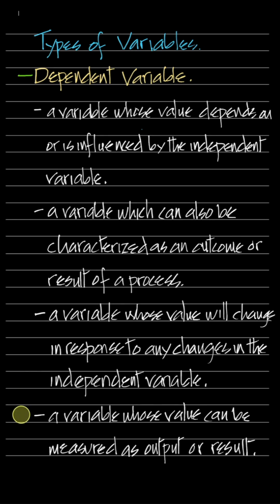Now, a dependent variable is also a variable whose value can be measured as output or result. In other words, whatever the independent variable does, however it interacts with other elements, the dependent variable can be measured as the output of that process or the result of that process.